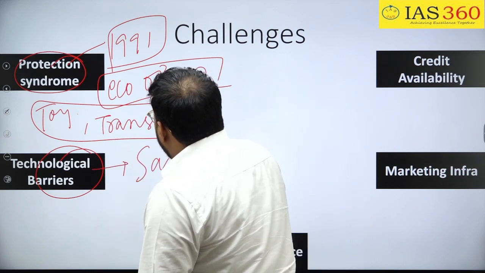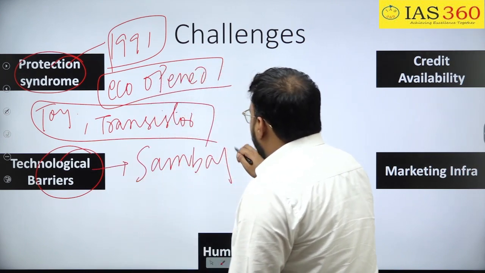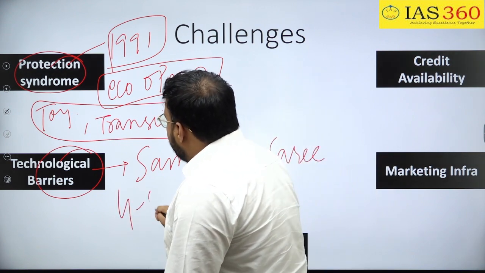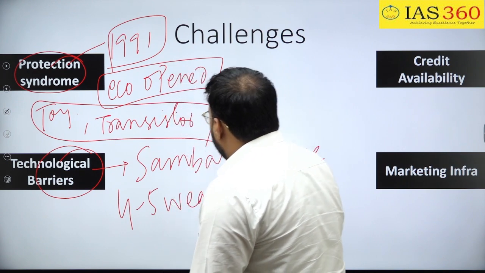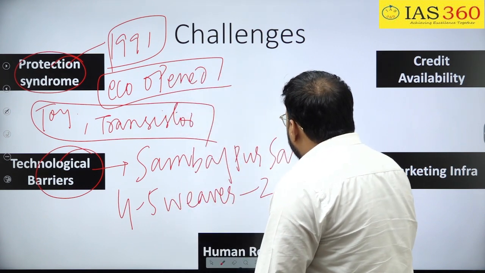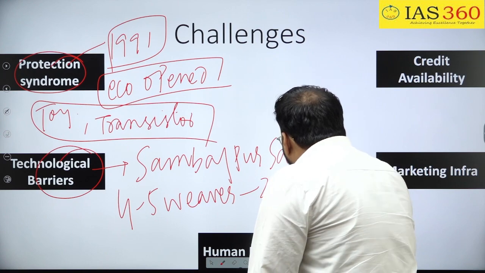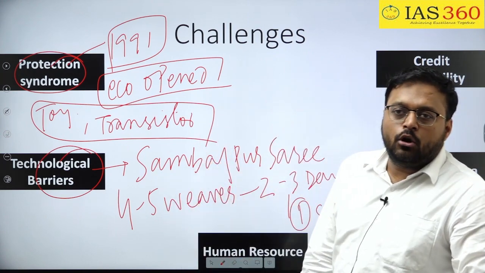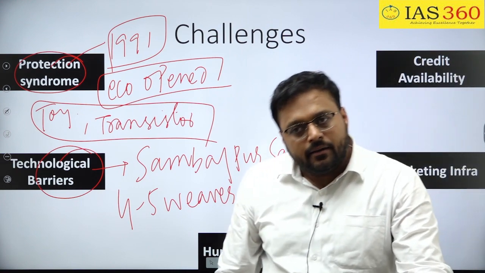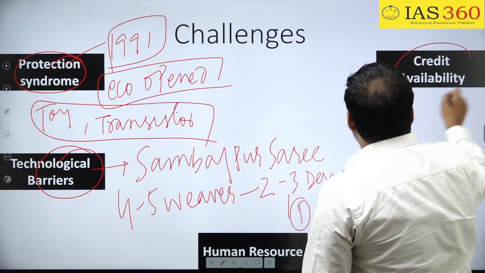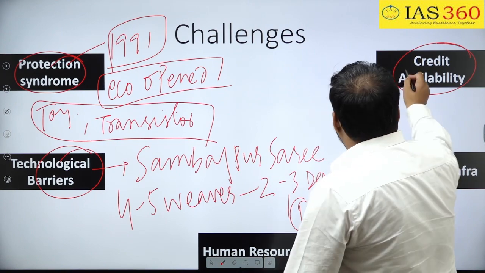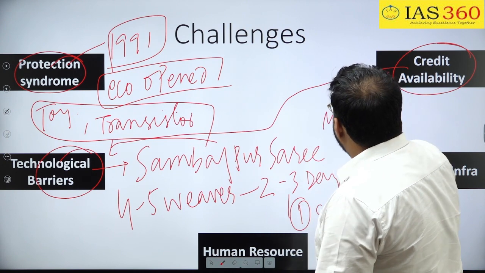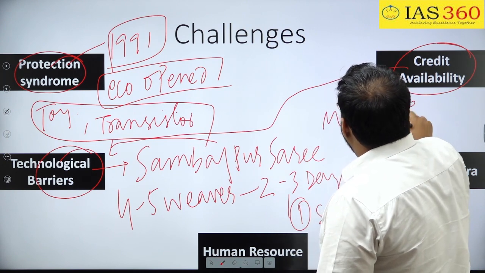Technological barrier. I just want to give you an example of the Sambalpuri sari. Four or five weavers are required to work for 2 to 3 days to complete one sari. Now you can understand the importance of the technological barrier for these industries. Then credit availability. They don't have credit, and therefore they cannot invest in technology. They cannot invest in marketing.